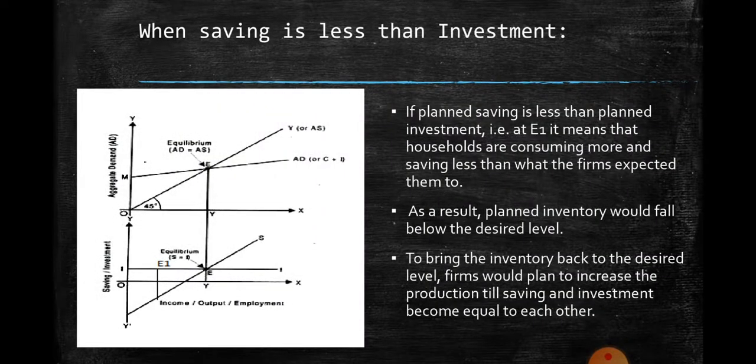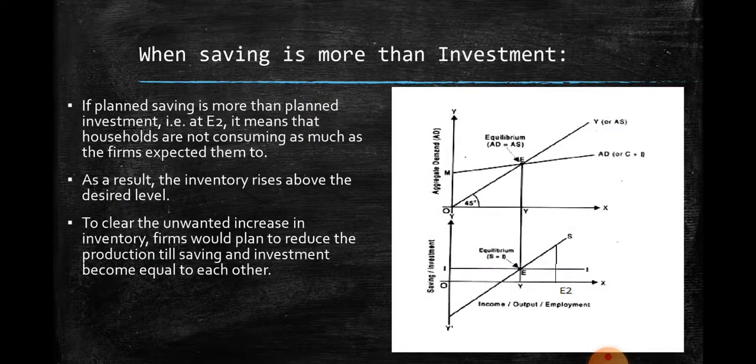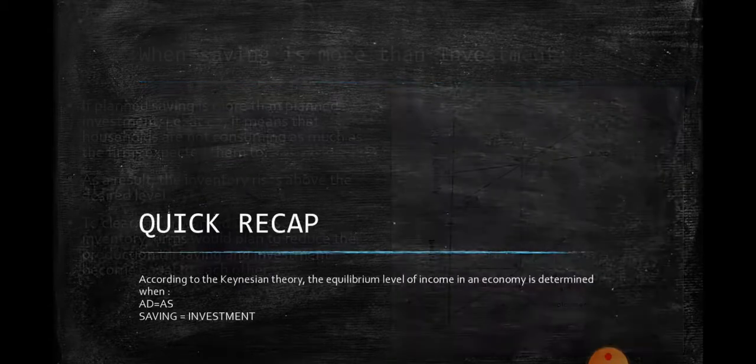Again, any deviation between saving and investment can be explained in same manner as that is there between AD and AS. Whenever saving is less than investment, it means that aggregate supply is less than the aggregate demand. And the same adjustment mechanism will hold, which will take the economy back to the equilibrium point E. Similarly, when saving is more than investment, then aggregate supply is more than aggregate demand. And the same adjustment mechanism will again ensure that economy is back to the equilibrium.